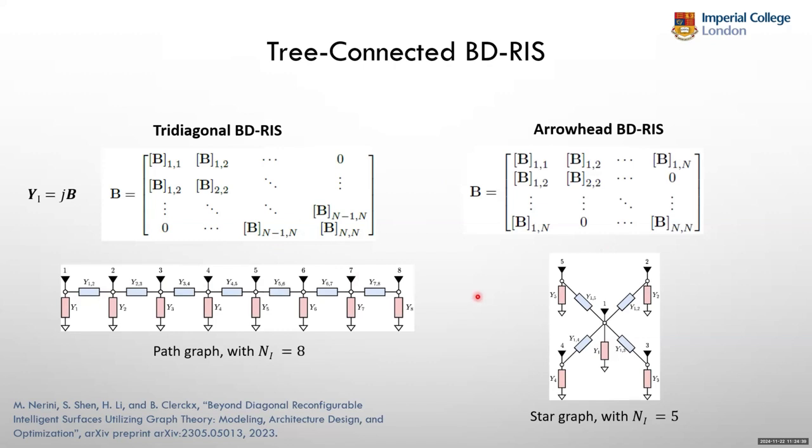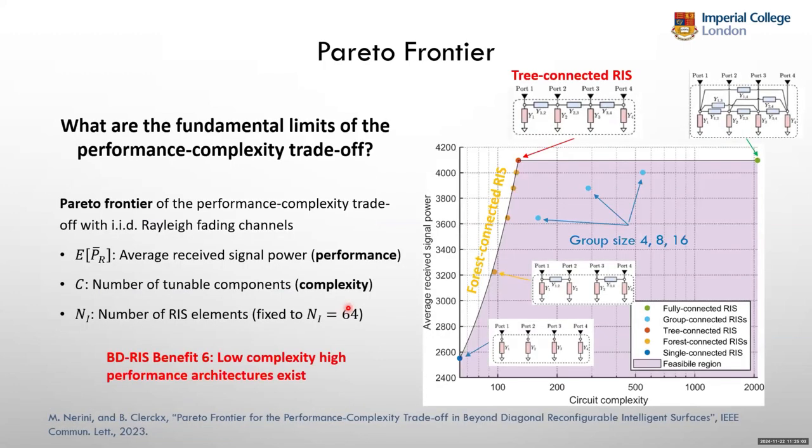Examples of tree-connected could be here. You have a path graph where between any two elements you have an interconnection, or a star graph where one element is connected to all the other elements. Those two different tree-connected BD-RIS would achieve the same performance, but importantly, much lower complexity than a fully connected RIS. So this is very important because it tells you that you can achieve low complexity but high performance BD-RIS architectures.